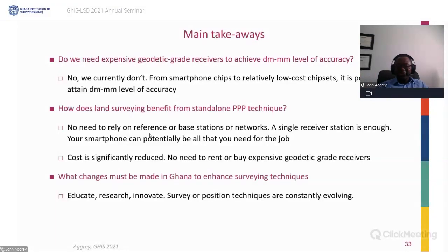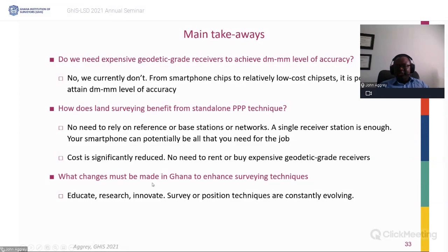You just pick up your phone or you pick up a one receiver, go to the field, and then do your work with that. So the cost is significantly reduced, and there's no need for you to rent or buy any of these kind of geodetic grade receivers.